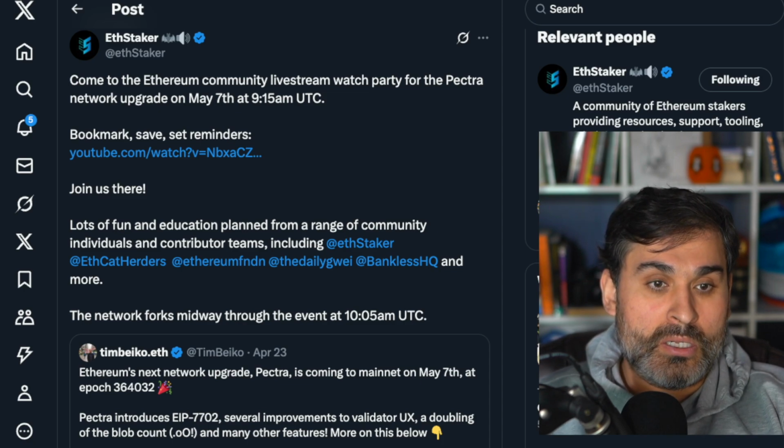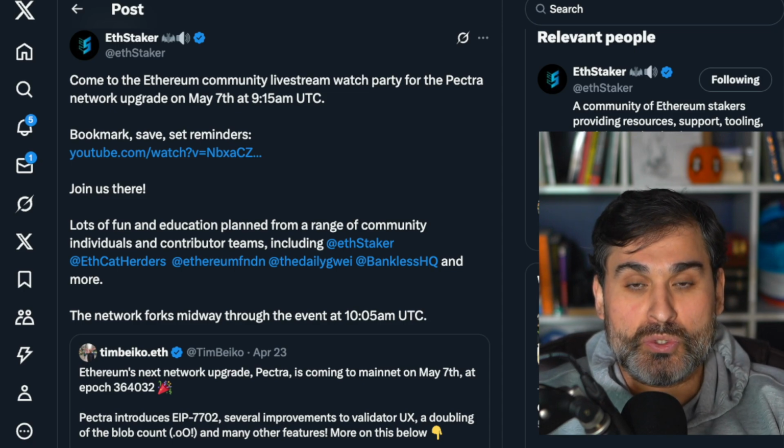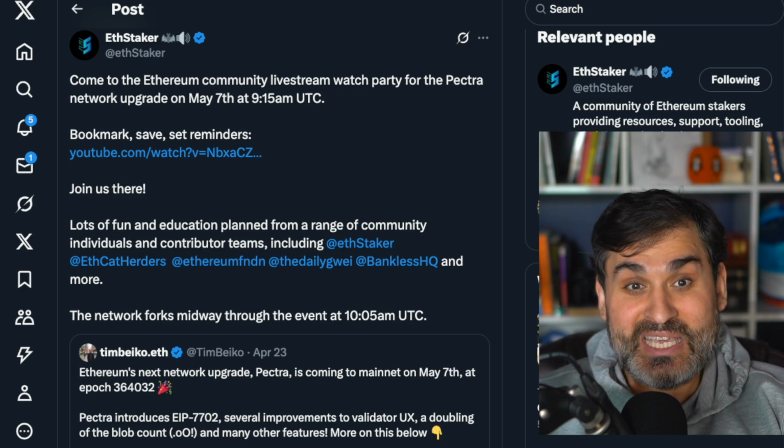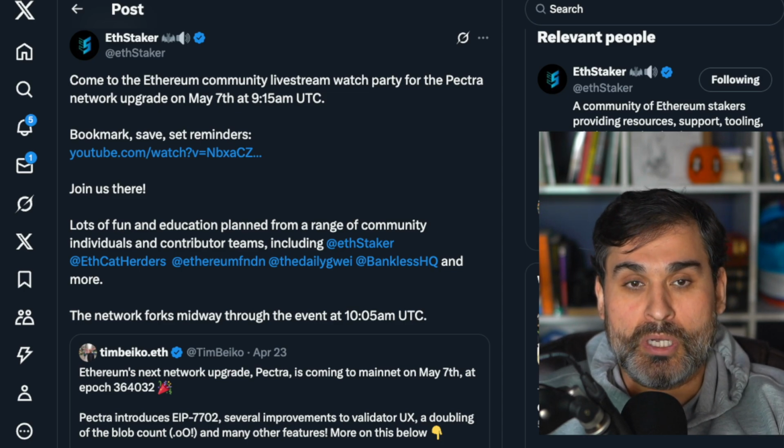If you are any solo staker, whatever other kind of staking setup you have, now is the time for you to update your validators. There might be another update tomorrow potentially, but the thing to remember is that you need to update your validators.